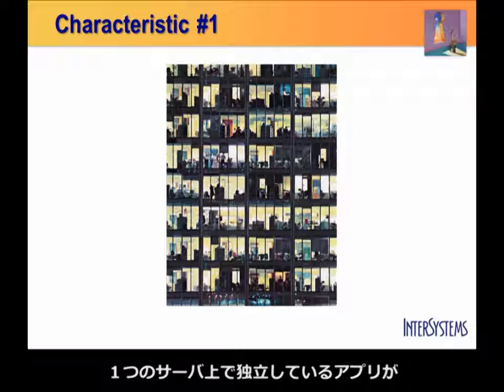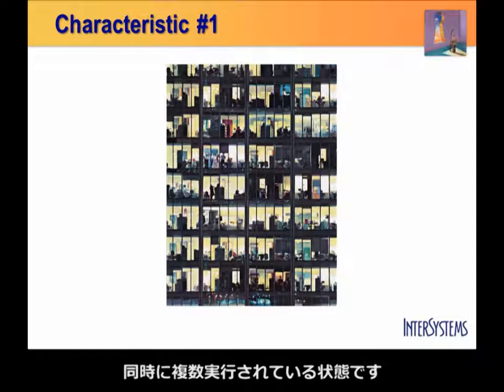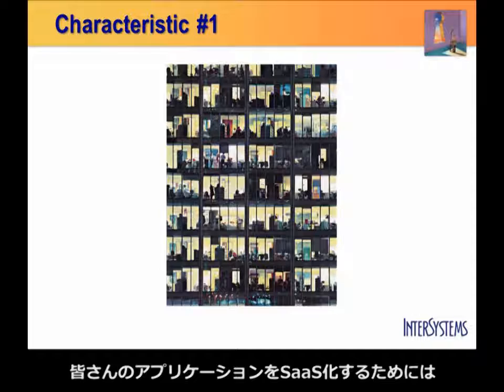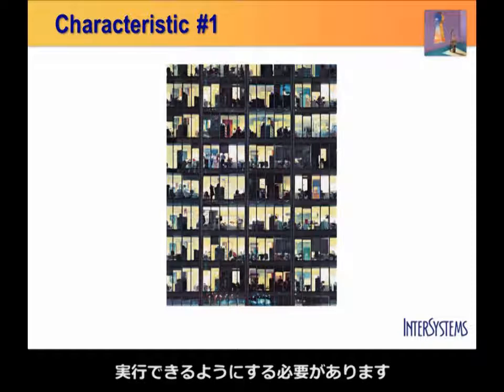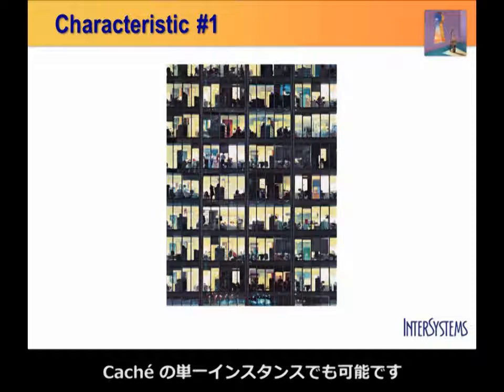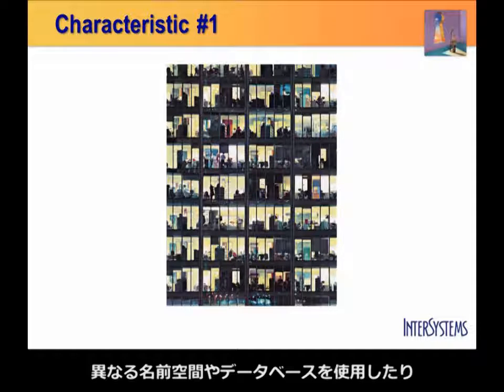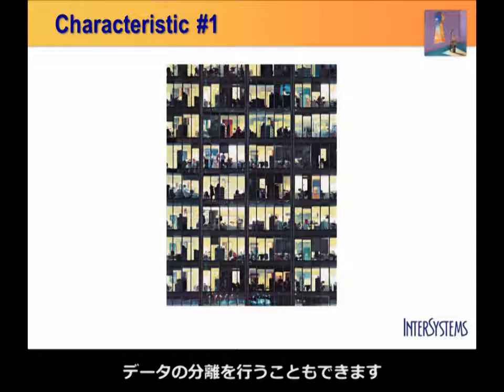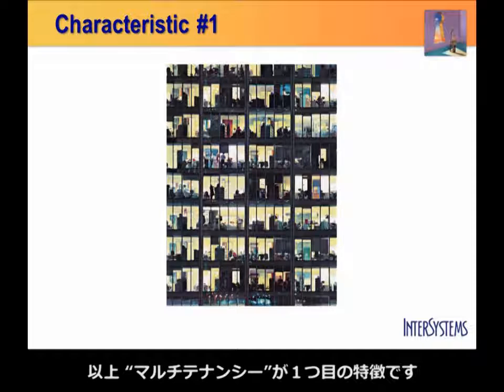It means that you have one server, and you have multiple applications running on that server simultaneously, but the applications are all isolated. So your application, to provide software as a service, needs to be able to run in a multi-tenant environment. Fortunately, we provide already some very good ways for you to run an application in a multi-tenant environment, even on a single instance of Cache. You can make different namespaces, you can have different databases, you can have separation of data that way. So first characteristic is multi-tenancy.